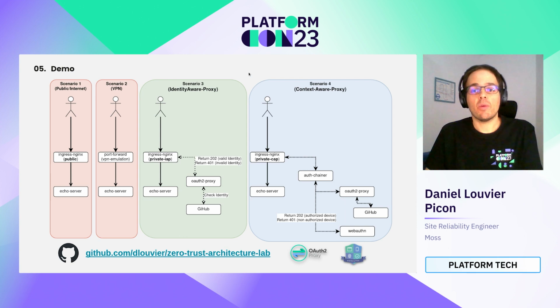And the context-aware proxy is a very similar setup as the previous one, but I added a microservice called auth-chainer. Auth-chainer is going to call auth proxy to fetch the identity, and once it fetches the identity, it's going to go to a second service called WebAuthn. This second service provides a validation of whether the actual device used for this particular connection is valid or not. So we don't only provide access because the person is who they say they are, but also because they are using the device that is said to be validated.